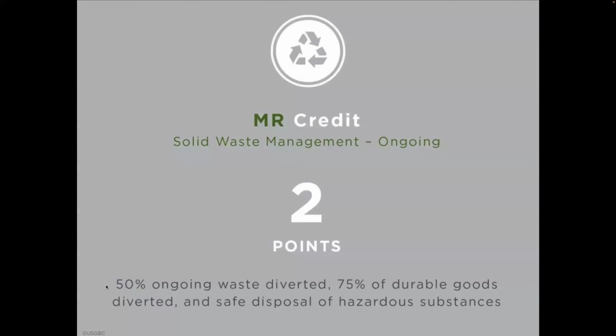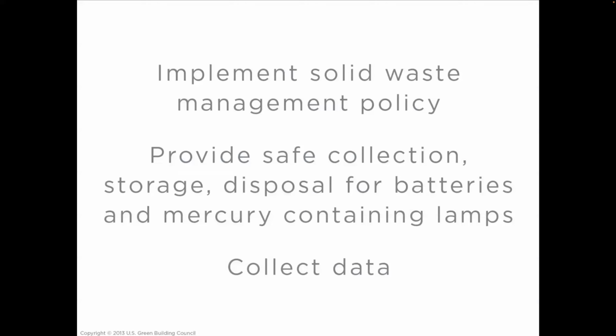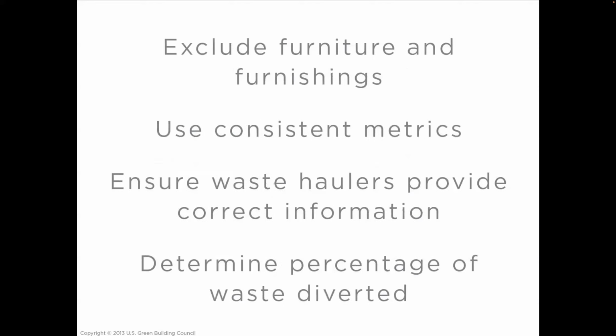Again, you want 50% of waste diverted and 75% of durable goods. That's pretty easy to meet now, especially in California, where at least here in San Diego, you have to divert your organic waste. So it's easy to get to that 50%. You just have to prove it. And then 75% of your durable goods diverted, meaning that if you donate them, you repurpose them, and so forth. So you're implementing your solid waste policy, which was the prerequisite. You have safe collection. So you're seeing a pattern: you have a policy, and then you're following it and collecting the data.